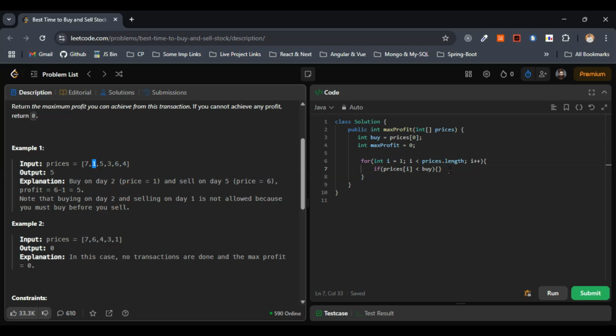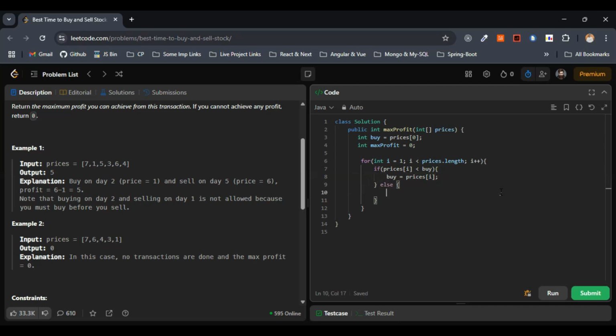If prices of i, for this example, if we find any value that is less than the buy price, then we have to update the buy. So I'll just assign buy to prices of i, the iterated value of the prices. I hope this part is completely clear. Very easy to understand, right?